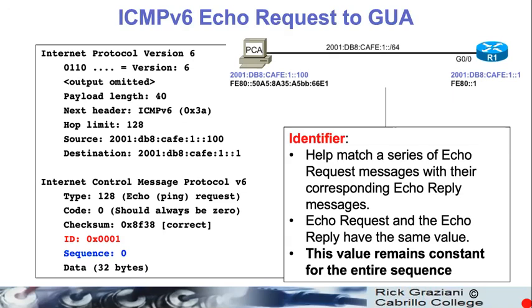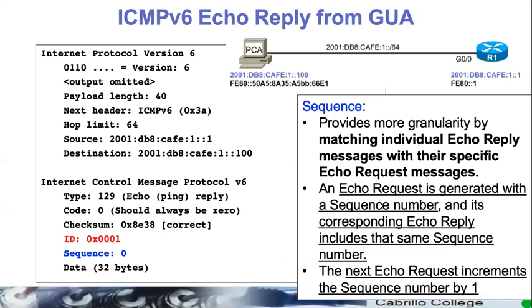So let me go back to this. On a Windows machine, this ID will be the same for all 4 echo requests and echo replies. What will change, though, is the sequence number. The sequence is used to match a specific echo request to the echo reply, or the echo reply to the echo request, I should say it that way.